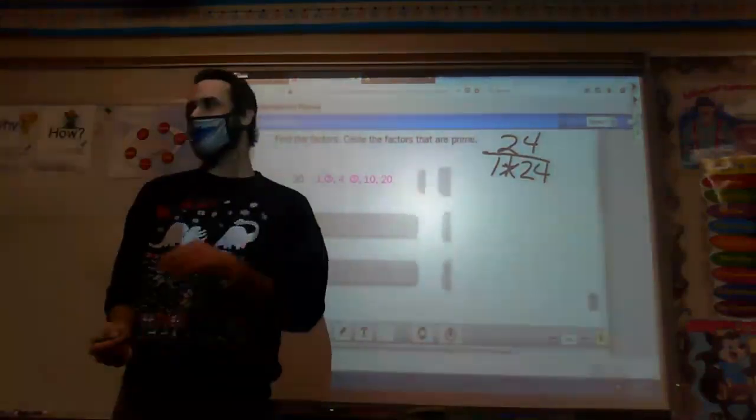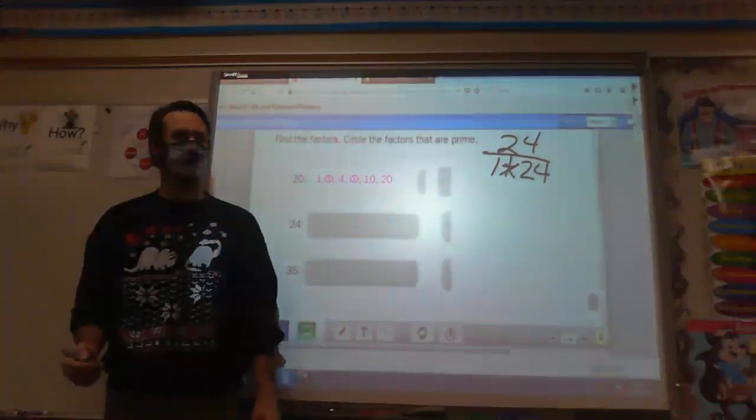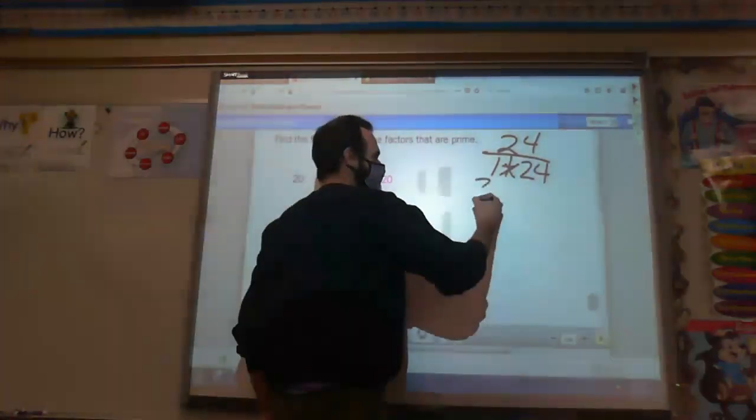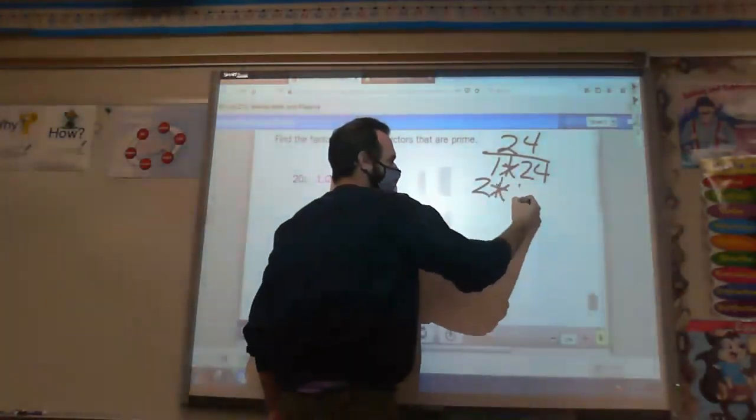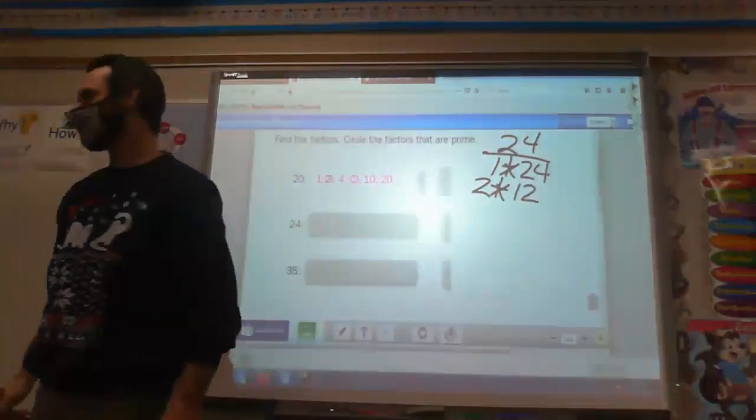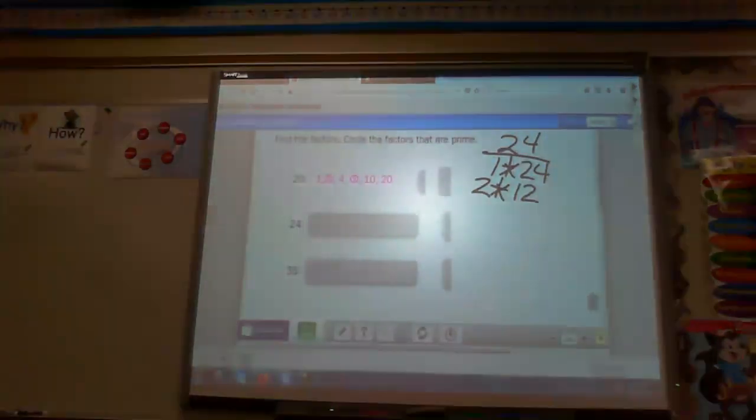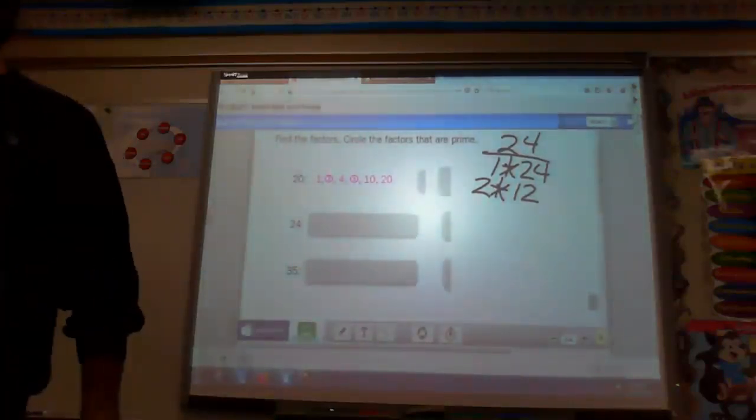Parker, what's our second one? 2 times 12. How did you do it, Parker? I know that 24 is even, so that means 2 halves 4, and they split. So if you double a number, you have to half the other one. Very good. We knew that 24 is even, so 2 will always work. You just have to double and half.